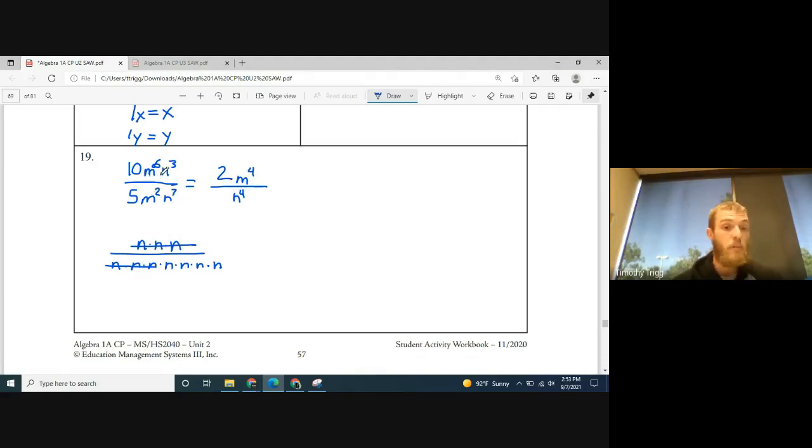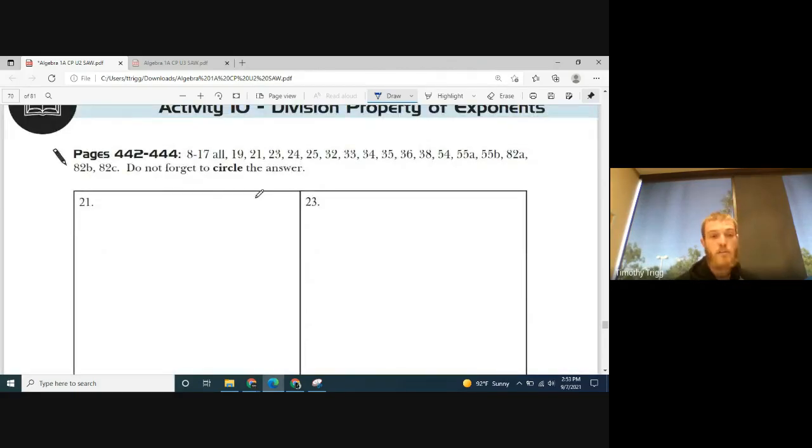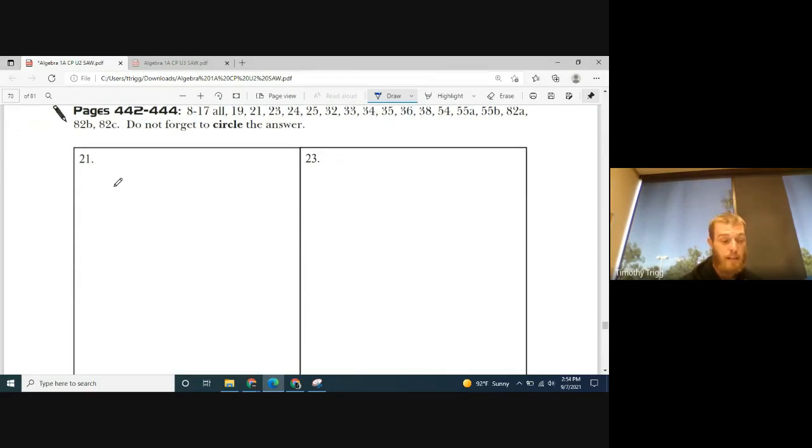Same idea with the m's here, right? 6 minus 2 is 4. Obviously, there's more on top in this case, so the remaining ones stay on top. Okay, this will be a much faster way to think about it, and I'll show you more how to think about that in this next one.